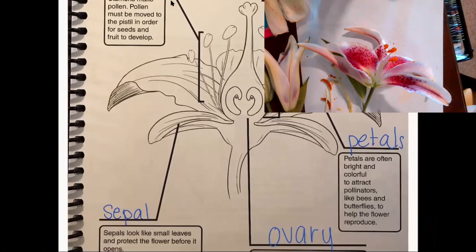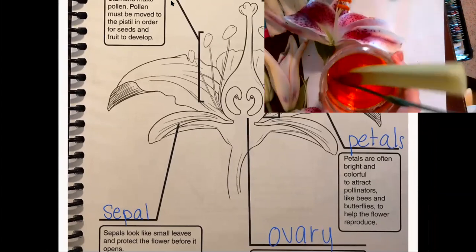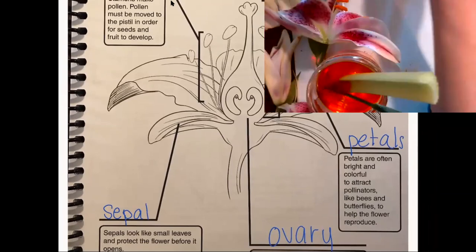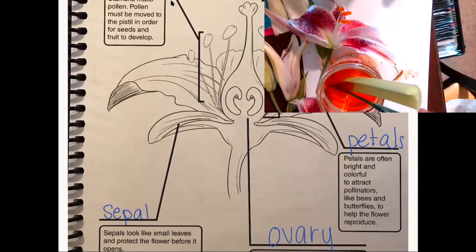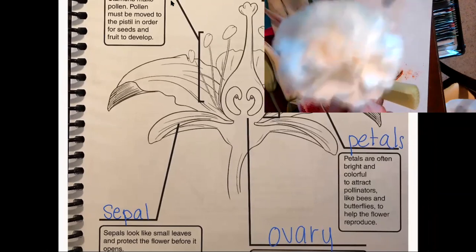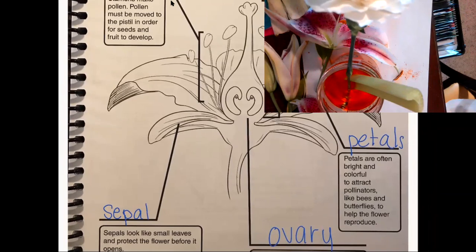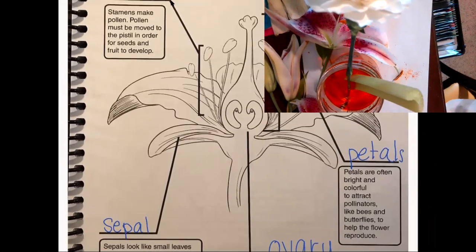So in a couple days, we'll check on our two experiments here and see how they change over a couple days in the reddish orangish water here. And we'll see what we can determine about how water moves through a plant.